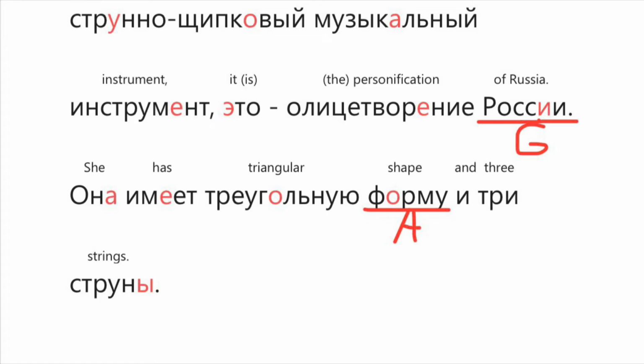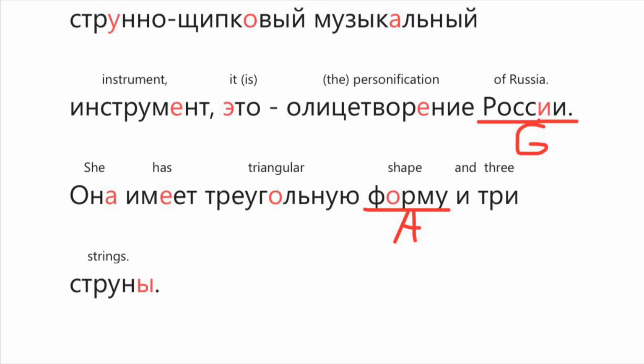The next sentence that has the word форму in it is a classic case of subject and object scenario. Here we see that балалайка, which is presented by the pronoun она, has a shape, имеет форму. So форму will be the object. And by Russian grammar rules, this means this is accusative case. And based on the declension of this noun, a will change to u.